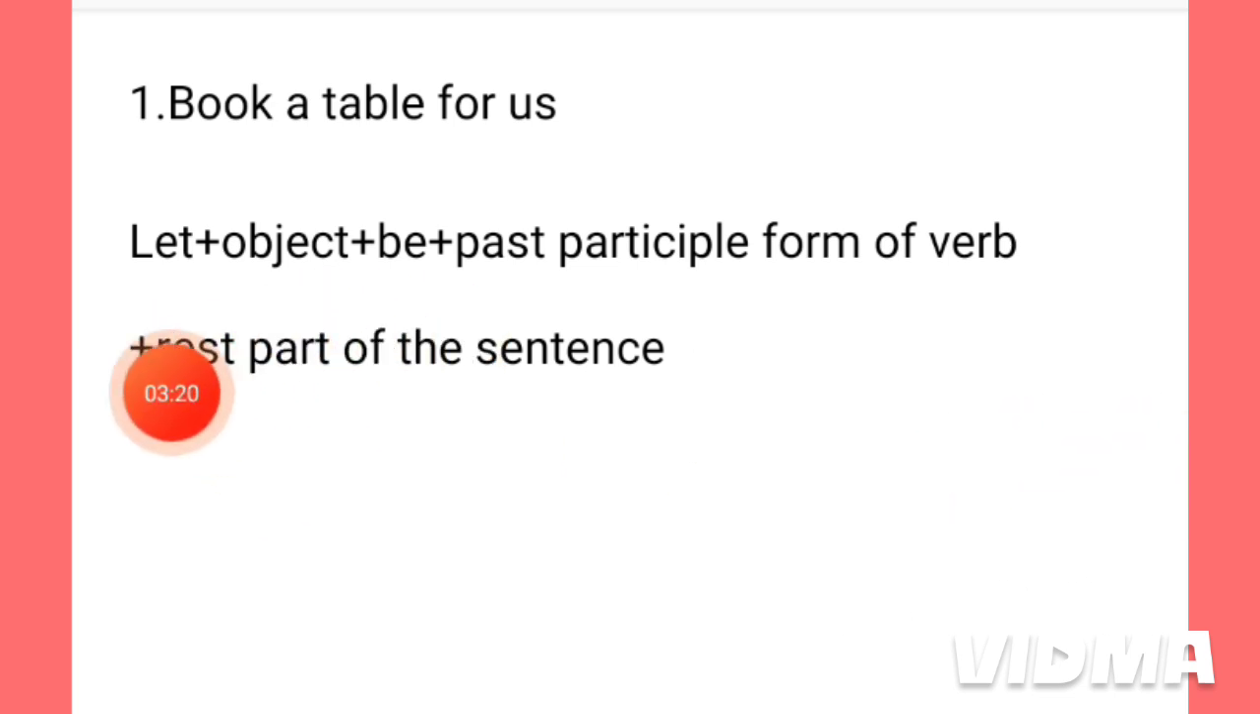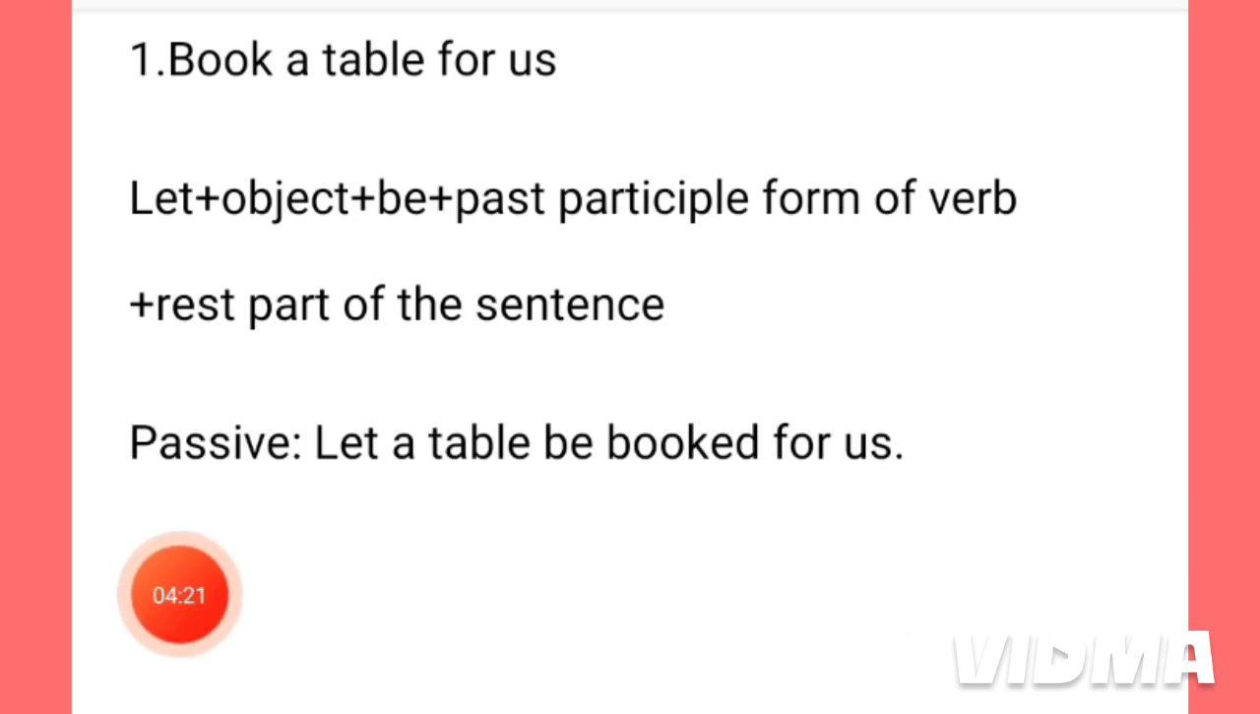At first, write let, then write the object. Here, the object is a table. Then write a be. A be verb will be there because it is an imperative sentence, and so a be will be used here. Then write the past participle form of the verb. Here, the verb is book. Then the rest parts of the sentence. Here, the rest part of the sentence is for us. Now, see the answer. This is the passive voice here.